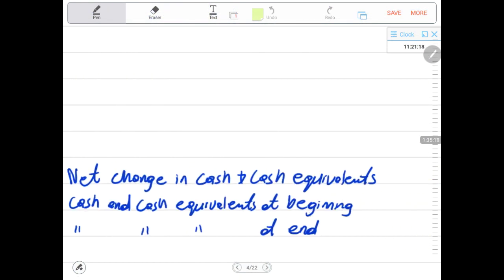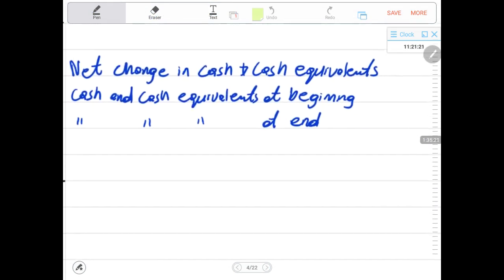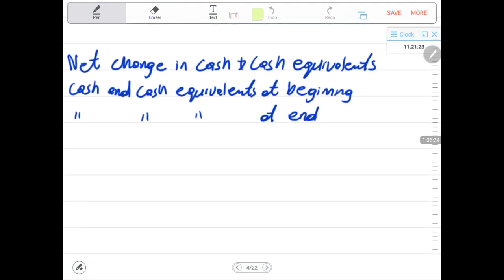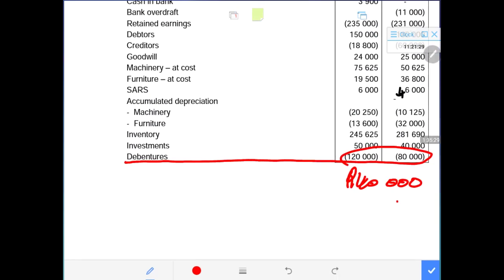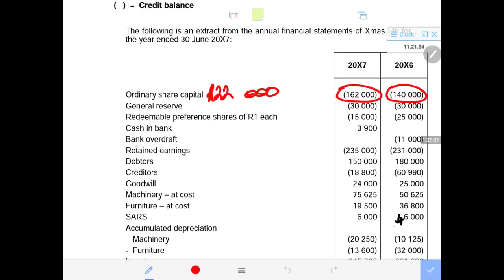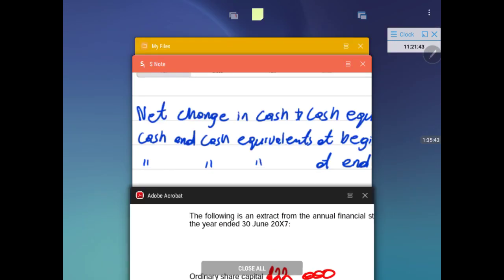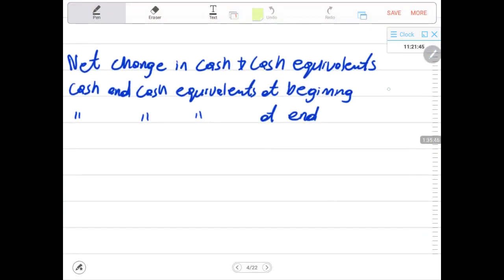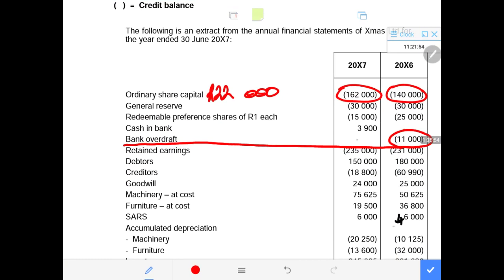Then we come to the end, which is the net change in cash and cash equivalents. This one is very, very easy. We just look at the bank that we had. If you look at the opening balance, our bank was an overdraft at the beginning. Bank overdraft at the beginning of last year, opening balance negative 11,000. Then our closing is a positive amount, 3,900.